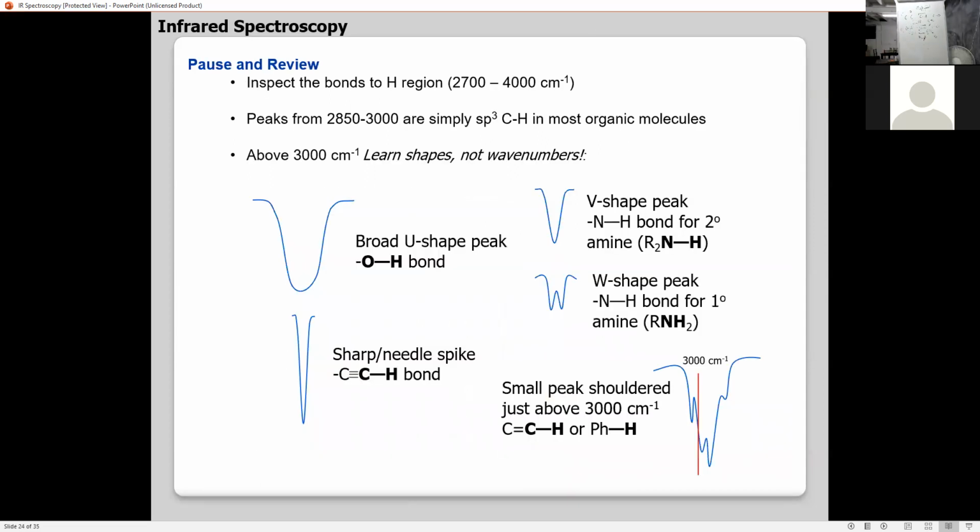I want everybody to draw these, and if you try to remember just the numbers, you will go insane. If on the left hand side above, so if you go above 3000, that's where we're looking. Everything else before that is just carbon to carbon, carbon to hydrogen.